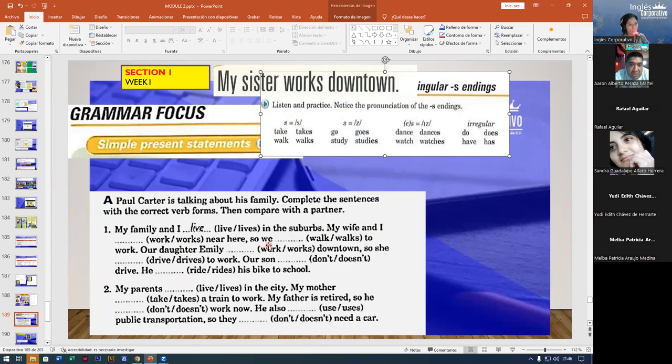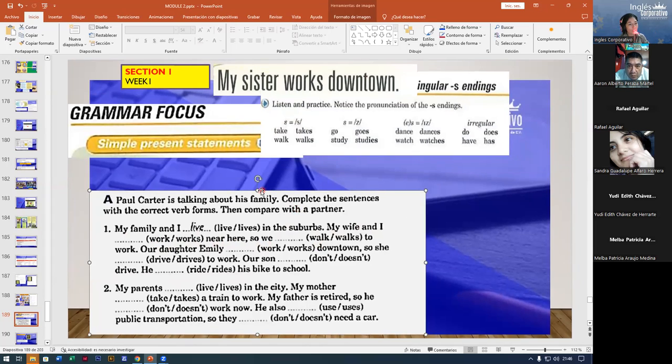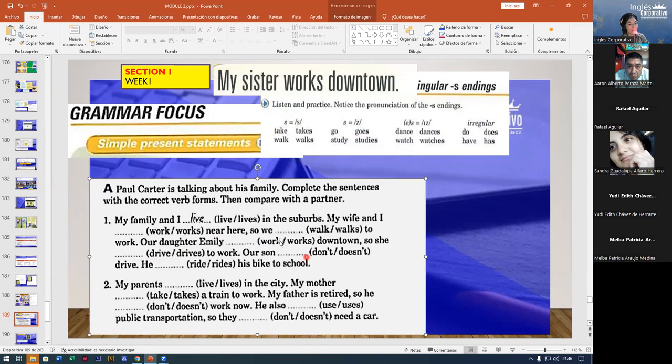So we walk. Base form, right? Because you have plural. So we walk. Walk, nice. To work. Very good. Thank you. Continue, Rafael. Rafael, are you there? Yes. Okay. Continue here, please.